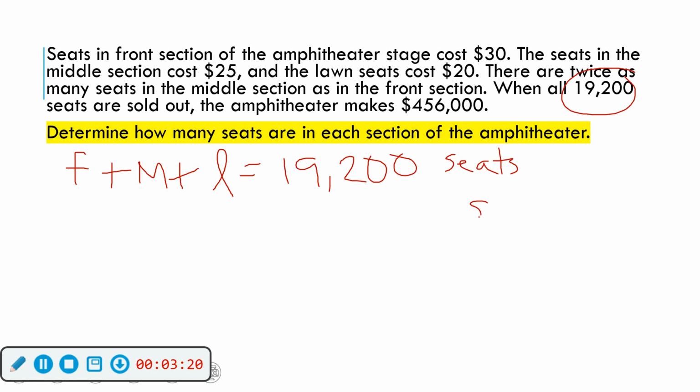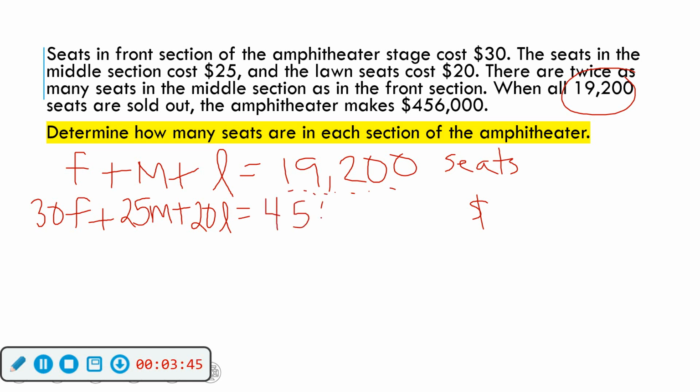Next I'm going to put a dollar sign, because the next thing we can pull from this problem is the cost. It says that a front seat costs $30, a middle seat is $25, and finally those lawn seats are $20 each. And if they're all filled up with all 19,200 seats, those tickets come to a total of $456,000.